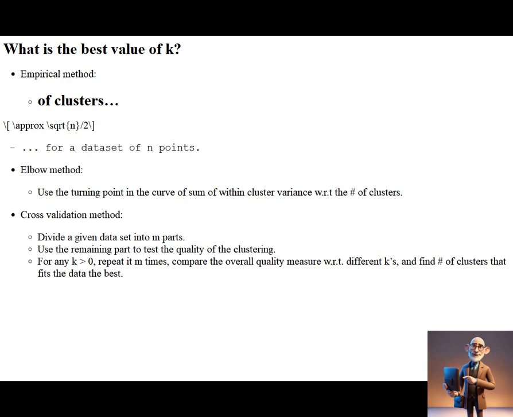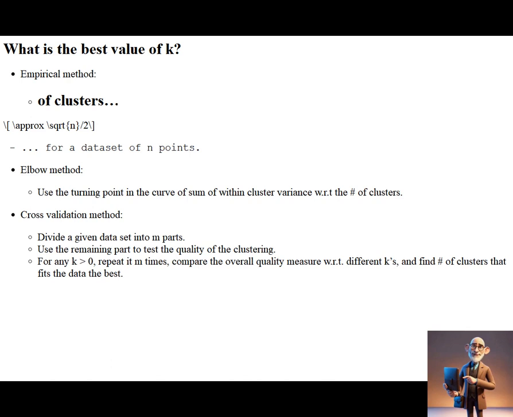One approach is the empirical method, where the number of clusters is approximated as the square root of the total number of data points divided by 2. In mathematical terms, it looks like this. Here, N represents the number of data points in our data set. While this method provides a quick rule of thumb, it's important to note that its accuracy may vary based on the nature of the data.